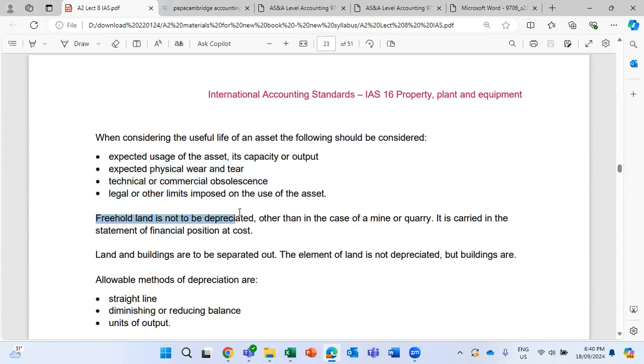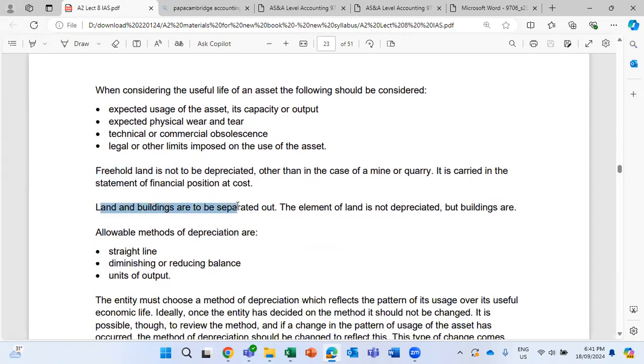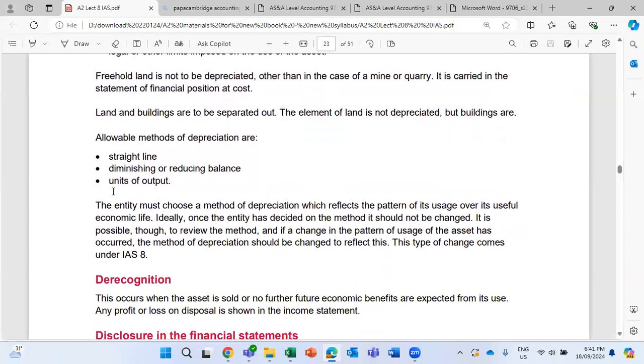Land is not depreciated, freehold land. Okay. Other than in the case of a mine and quarry, because a mine or quarry contains minerals, resources that we want to exploit, extract, sorry. So these are depreciated, but freehold land is not depreciated. So land and building are to be separated out. Land is not depreciated, but buildings are depreciated. So in calculating depreciation, these are the approved methods. But for A levels, usually what is relevant is the straight line and diminishing or reducing balance method.